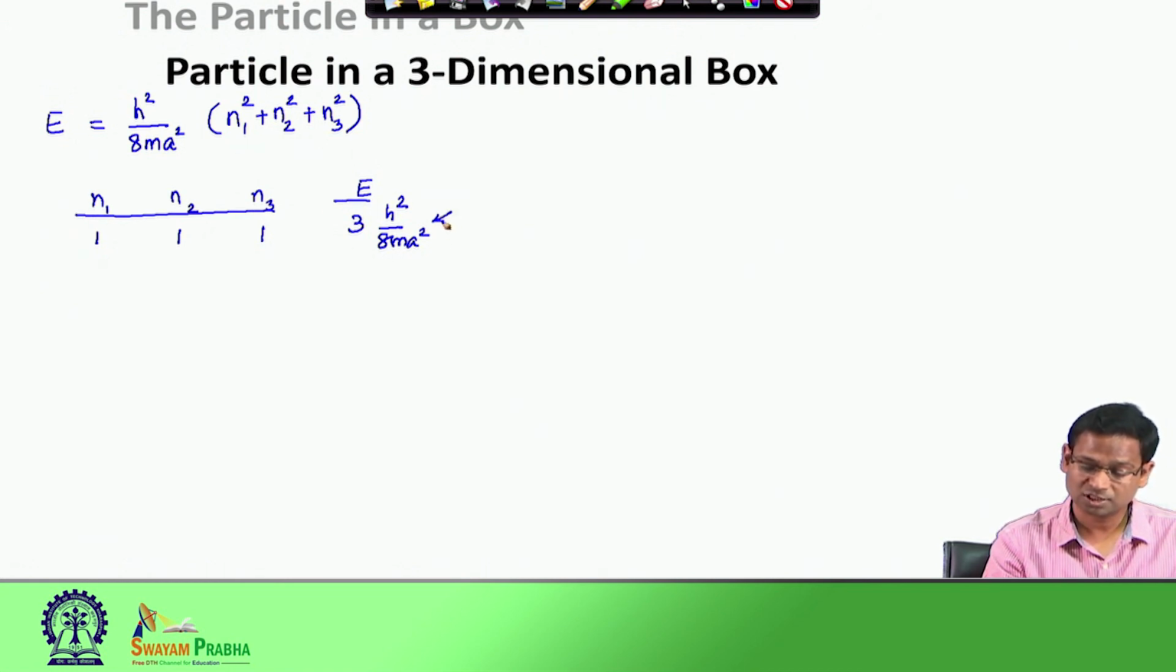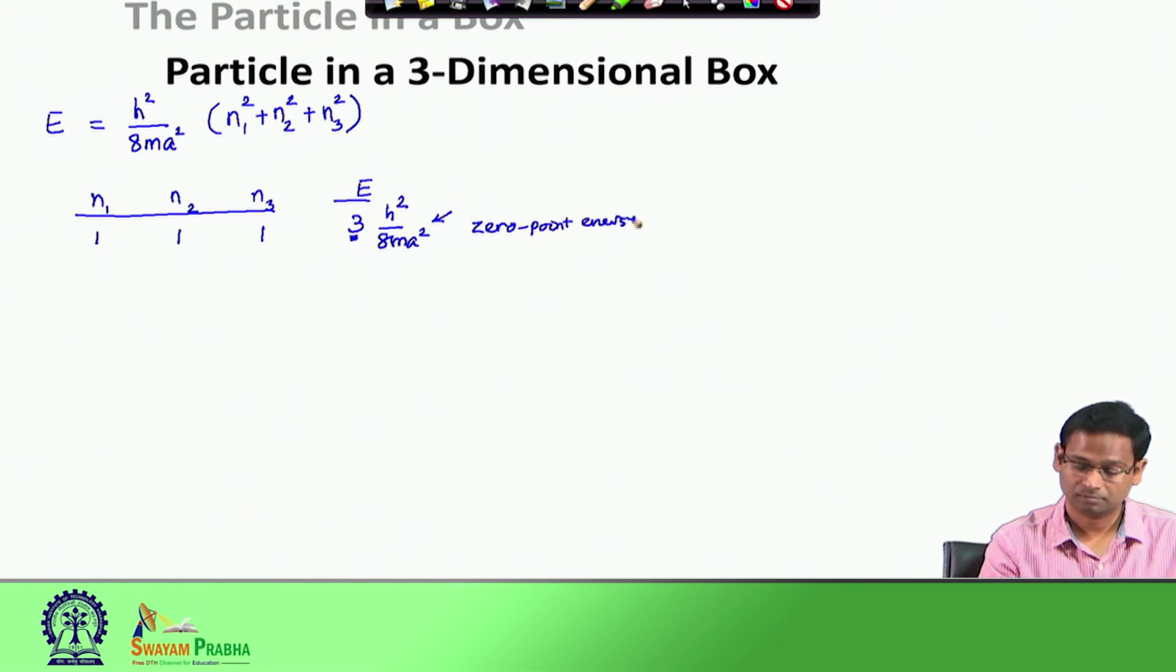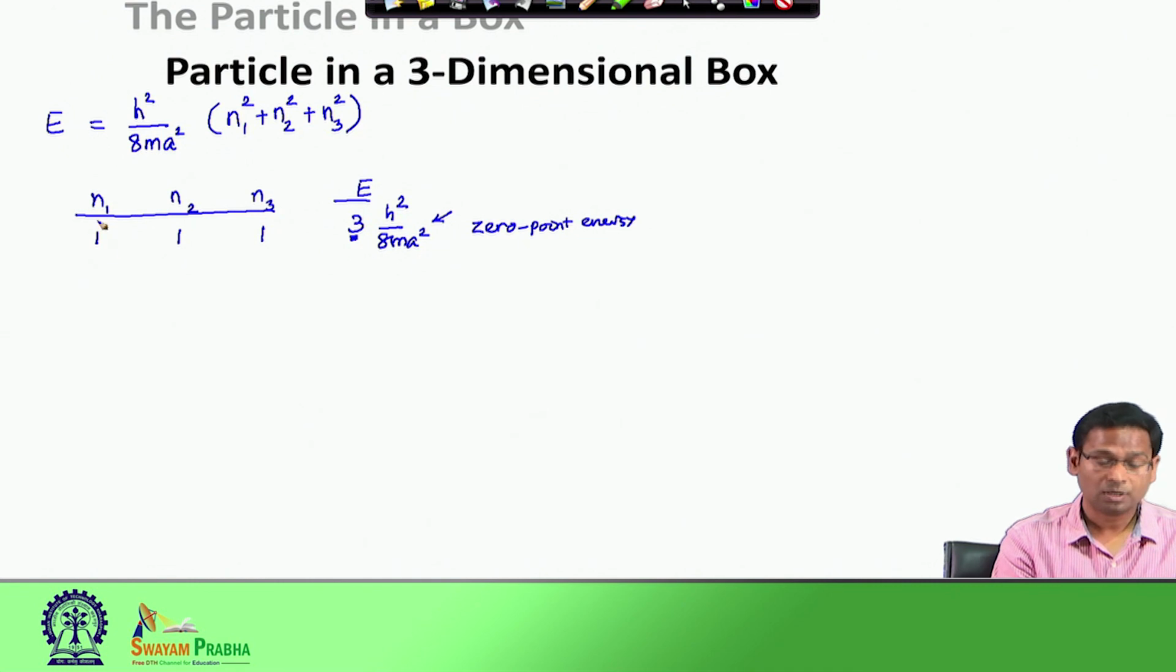This is the lowest possible energy of a particle in a three-dimensional box. If you remember, the lowest possible energy in the particle in a one-dimensional box was h square by 8 m l square. There was no 3 in it. So, this energy is the zero point energy for now. What are the next possible values of n1, n2, n3?